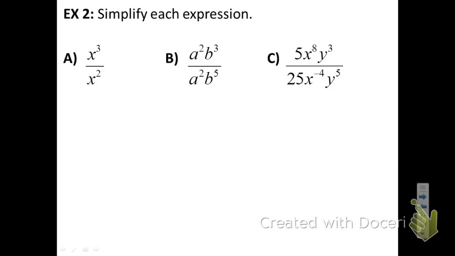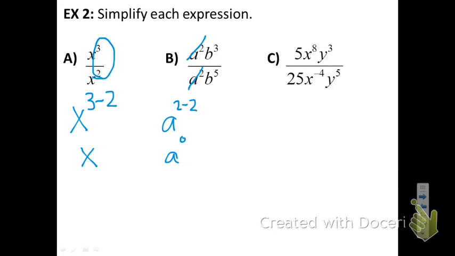So on example 2, we're going to go through this. Our x values are greater on top, so we're going to bring that 2 to the top and subtract. And when we subtract, we get x to the first, or just x. On example B, these two values will divide out. They're exactly the same, and we could write a to the 2 minus 2, which is 0. A to the 0 is 1. Or we can just know that they divide out.